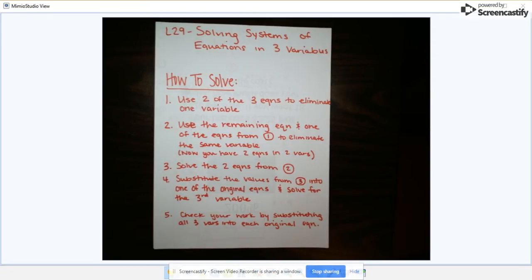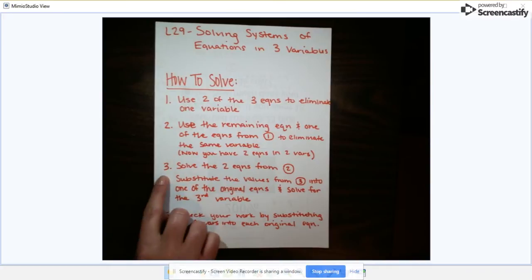After we've eliminated a variable, we're going to go back to our original three equations and use the remaining equation that we haven't used yet, along with one of them that we just used. With these two equations, we're going to eliminate the same variable that we eliminated in step one. So after step two, we're going to have two equations with two variables. So then it becomes just a regular elimination problem.